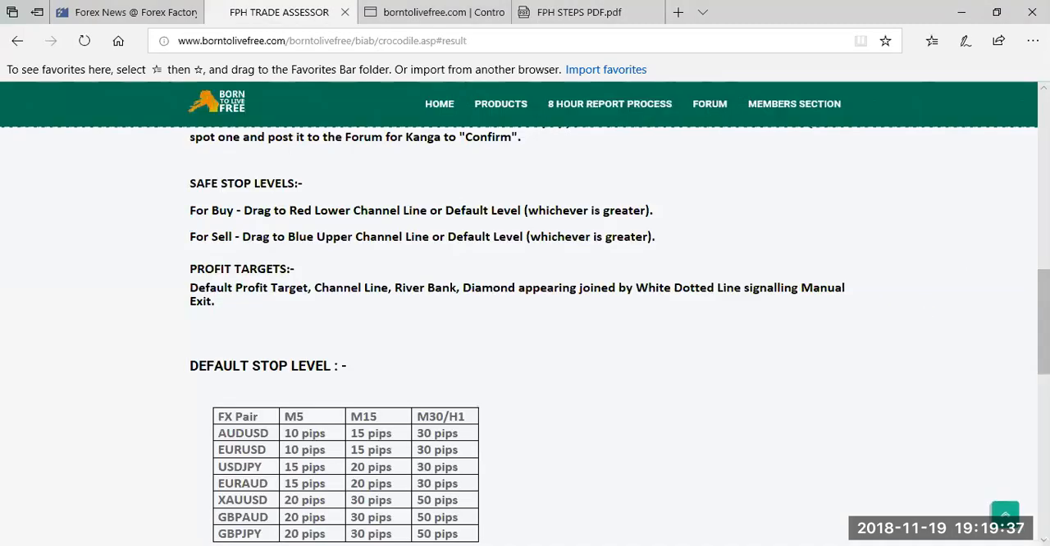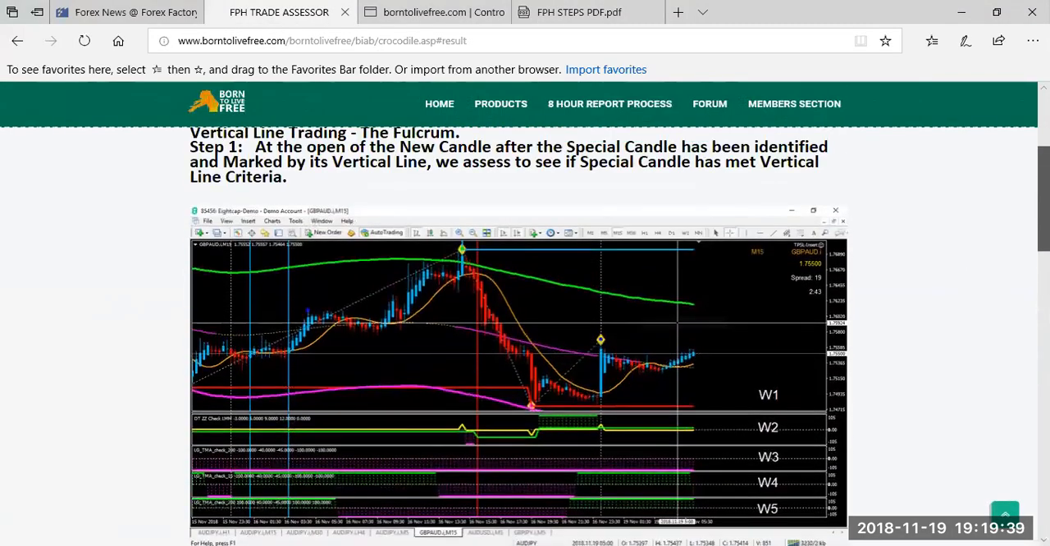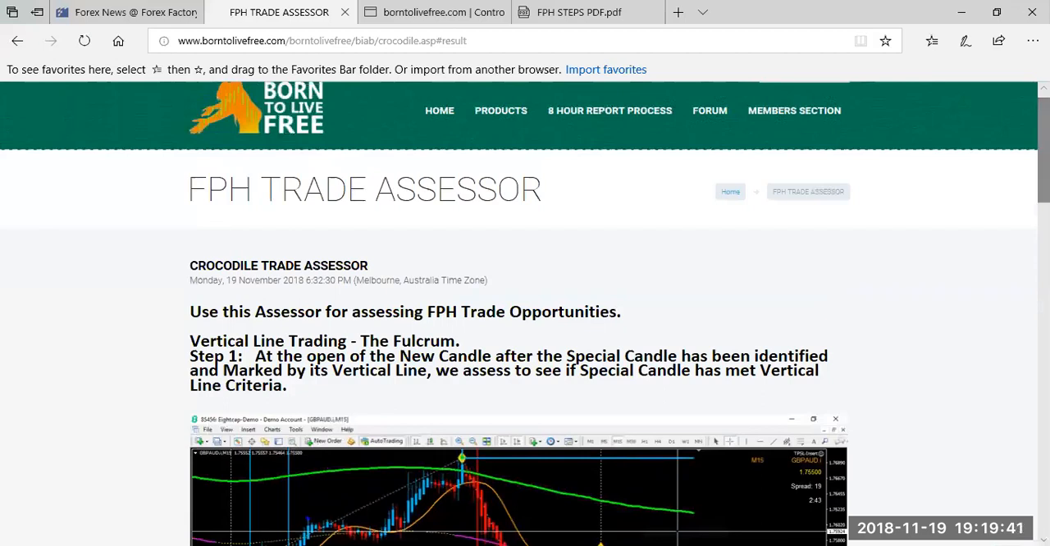Okay, so one I've prepared a little bit earlier. So FPH stands for Fulcrum Pip Harvester. Basically we're still looking to take as many pips as the market is showing that it wants to give us, but we're basing our entry on a unique candle that's marked by the software.